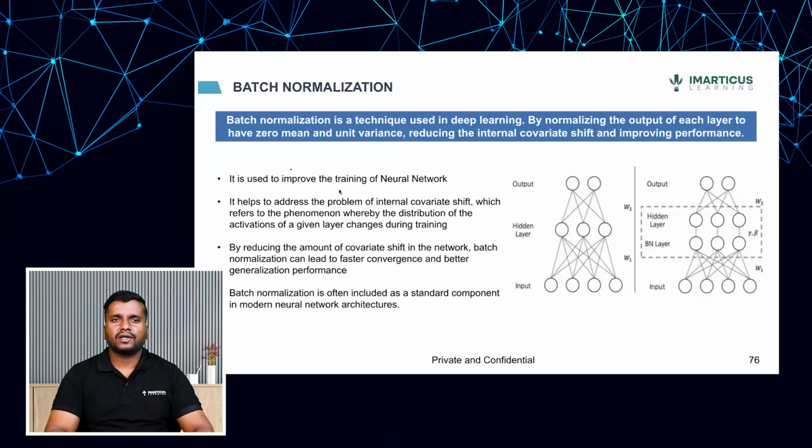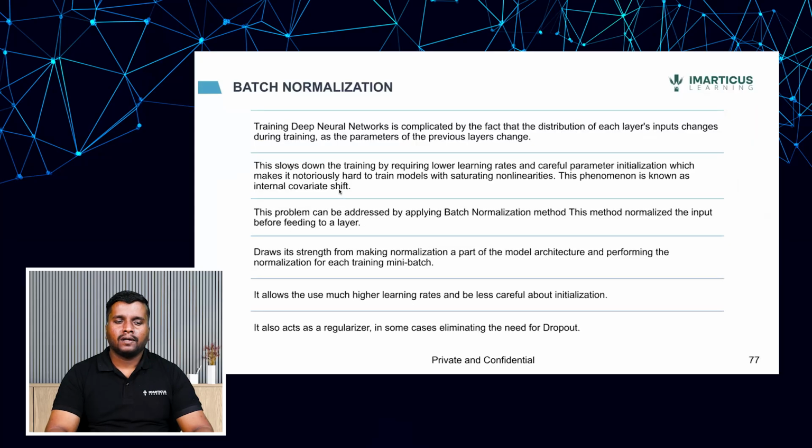So by reducing the covariance shift in the data, it will reduce the problem of covariate shift. Batch normalization is often included as a standard component in modern neural network architecture. Training a deep learning network is complicated in nature, as it has multiple input layers and requires training, and at each level of training it may encounter covariances among the data. So batch normalization helps us out.